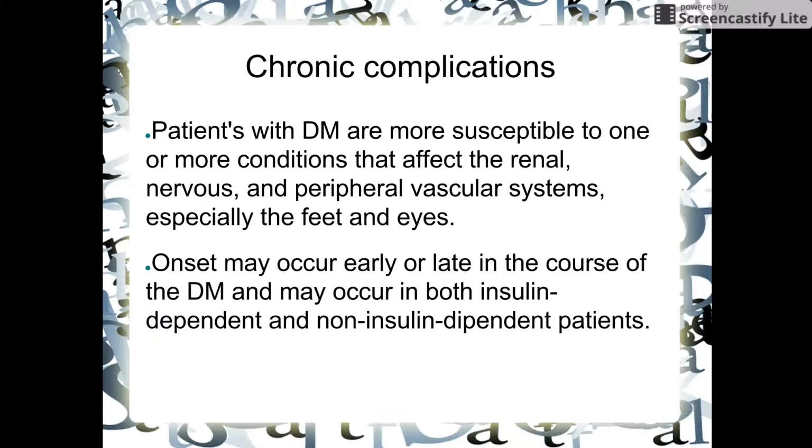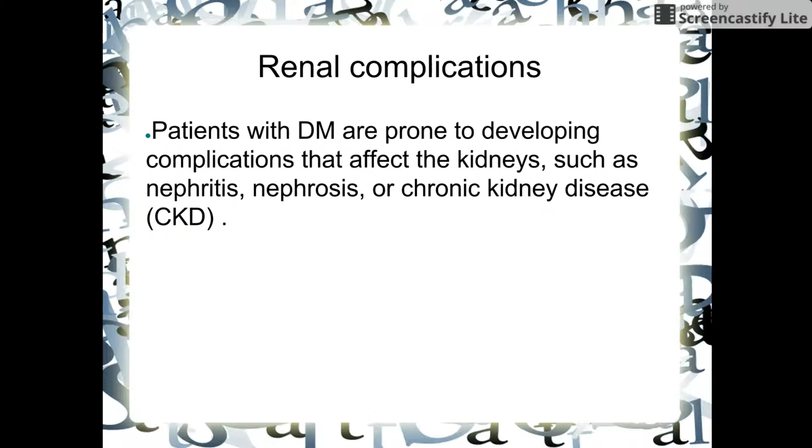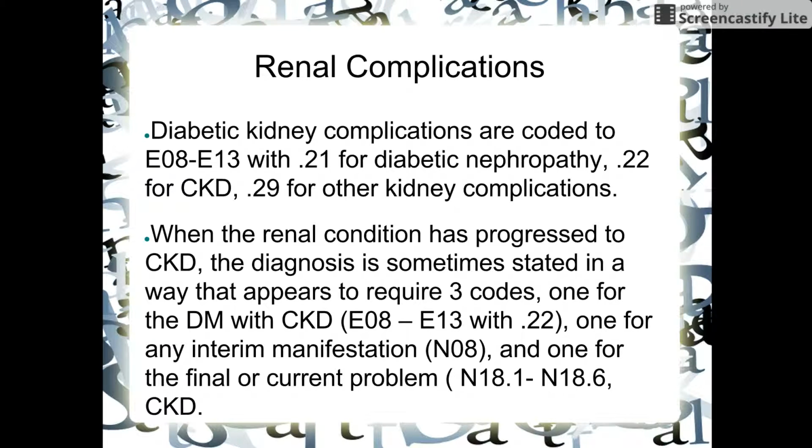Patients with diabetes are more susceptible to one or more conditions that affect renal, nervous, and peripheral vascular systems, especially the feet and eyes. Patients with diabetes are prone to develop complications that affect the kidneys. Diabetes renal complications are coded to E08 to E13 with .21 for diabetic nephropathy, .22 for chronic kidney disease, or .29 for other renal complications.